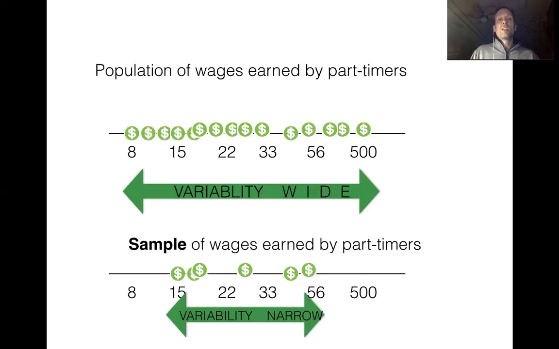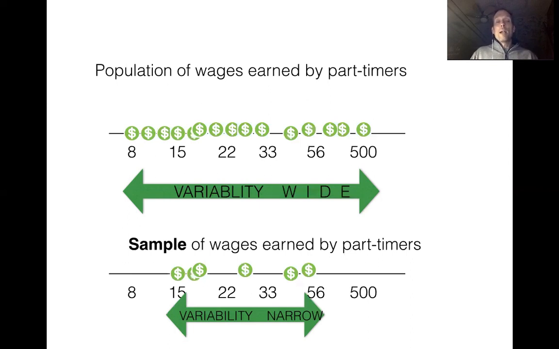The sketch on the top is the population of wages that's earned by part-timers in some region of the country. It looks like the wages are going from a low of $8 an hour all the way up to $500 an hour. So $8 an hour is probably somebody working a minimum wage job. And the people up at $400, $500 an hour might be, for example, a lawyer working part-time and billing out at $400, $500 an hour. Our variation is going from 8 to 500.